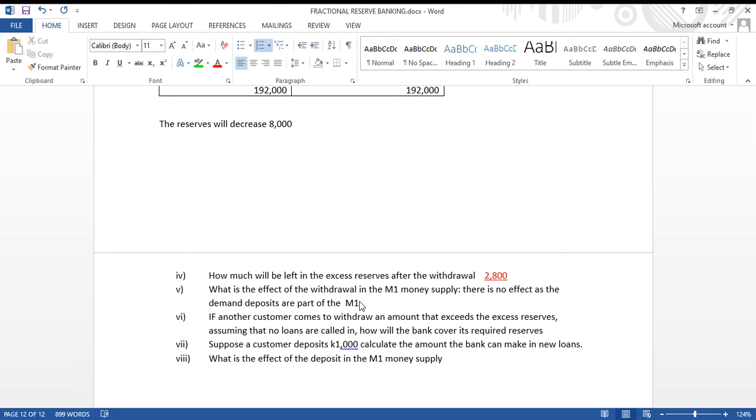Unless you go to the bank and you deposit. If you go and deposit this money again, the bank will keep the required reserve, then there will be new money created from that. But in this case, there is no effect as demand deposits are part of M1.